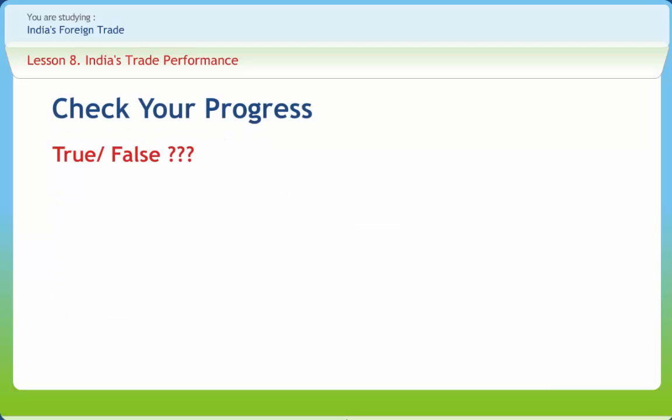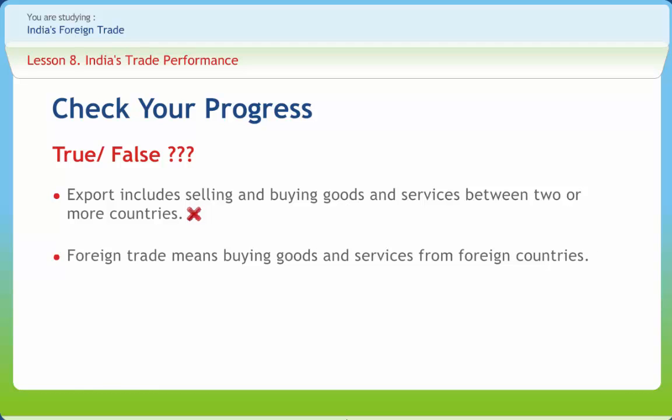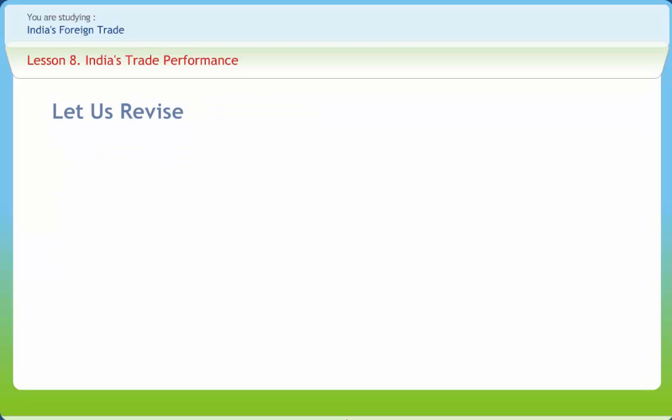Now let us check if we have understood the various concepts discussed in this lesson clearly. Export includes selling and buying goods and services between two or more countries. Right or wrong? Wrong. Foreign trade means buying goods and services from foreign countries. Right or wrong? Wrong. EU stands for European Union. Right or wrong? Right. Before we end, let us briefly revise what we have studied till so far.